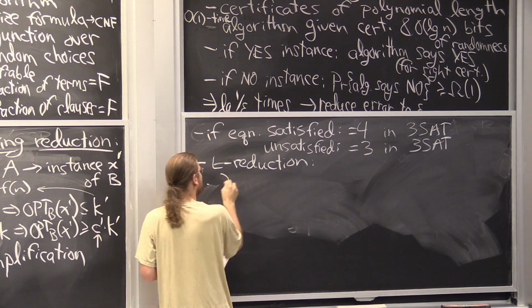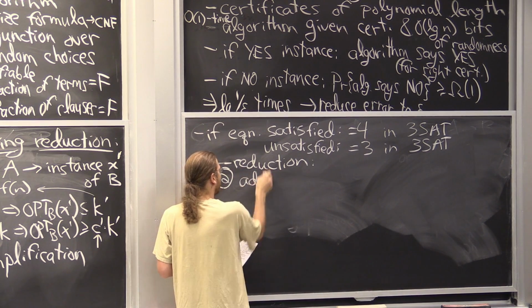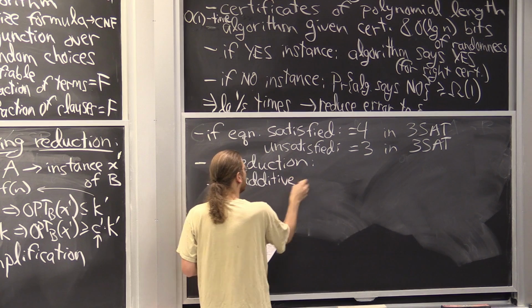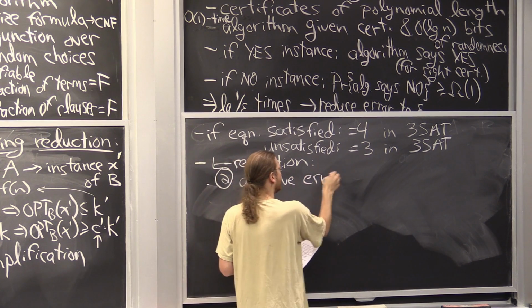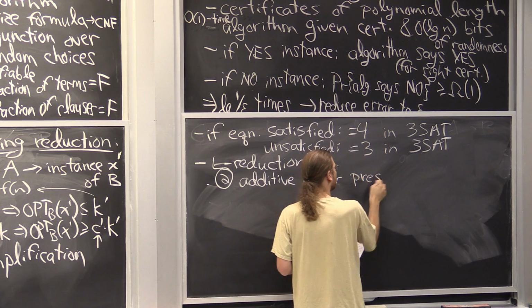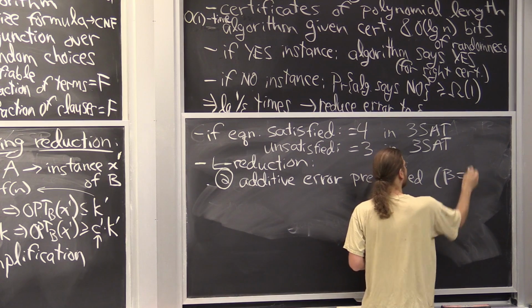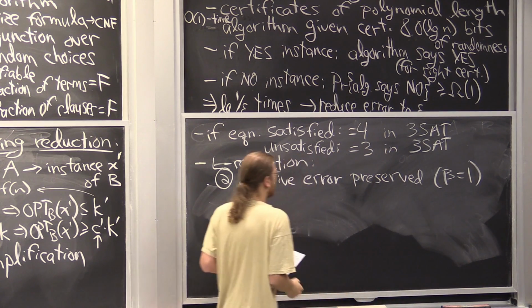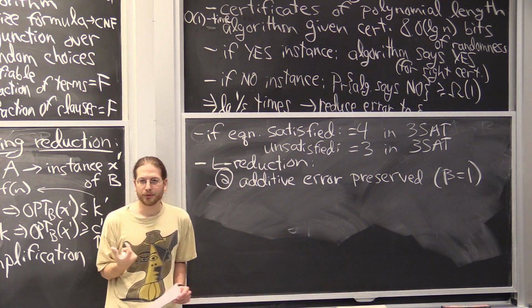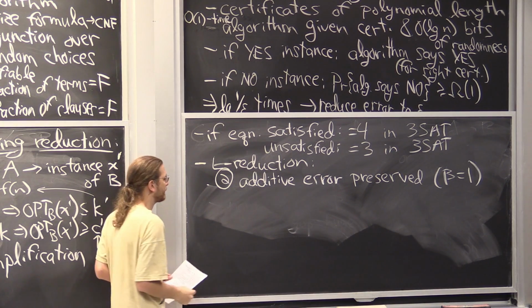So this was property 2 in the L reduction. The additive error in this case is exactly preserved. So there's no scale, beta equals 1. If there was some other gap, say 5 versus 3, then we'd have beta equal 2.